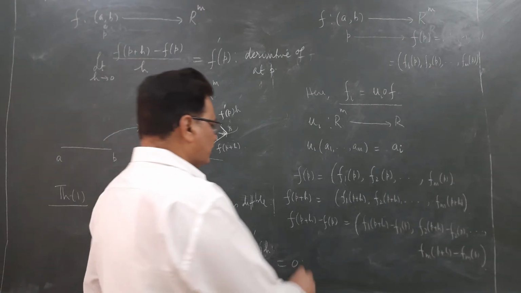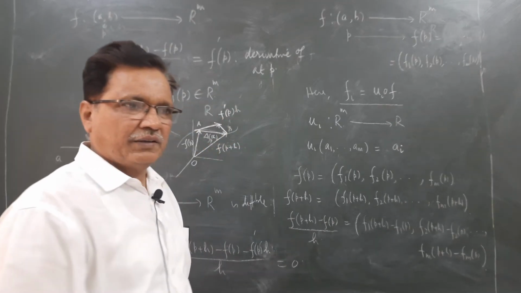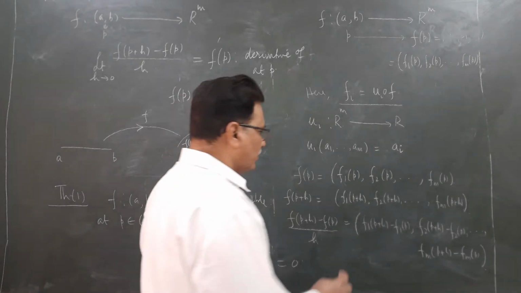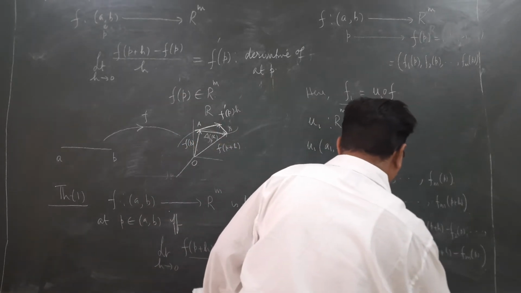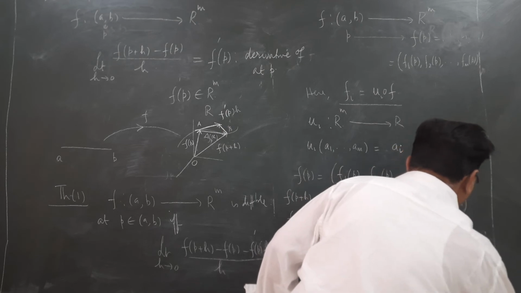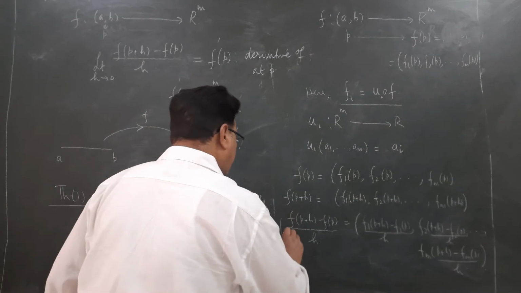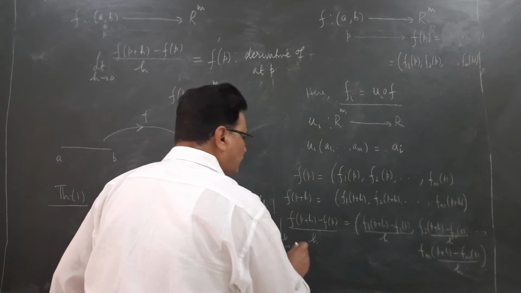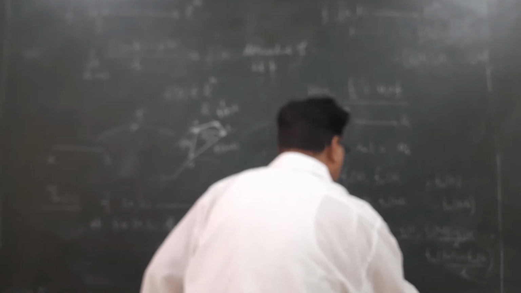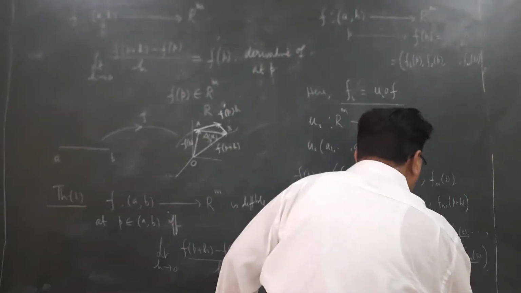If I divide this vector by h, in other words, I am multiplying the vector by the scalar 1 upon h, so each component will be multiplied by 1 upon h. So everywhere we will have 1 upon h. And if you consider the limit as h goes to 0, this limit will spread to each of the components. h tends to 0 everywhere.